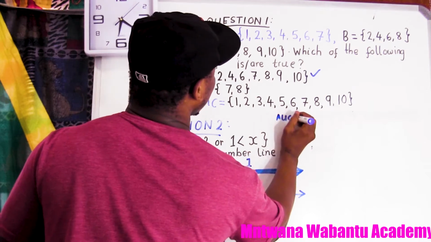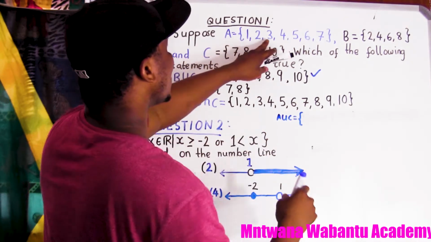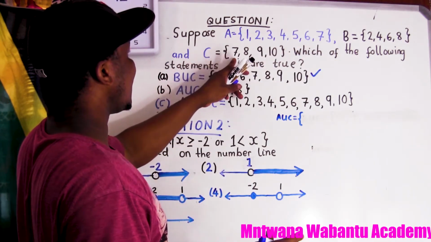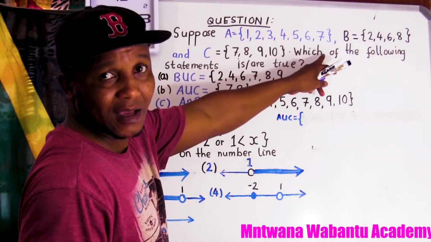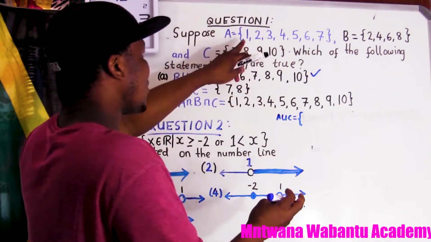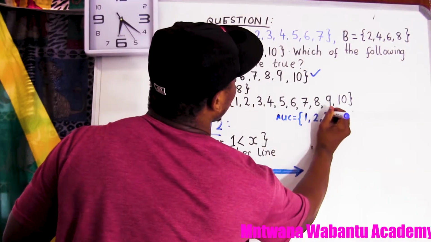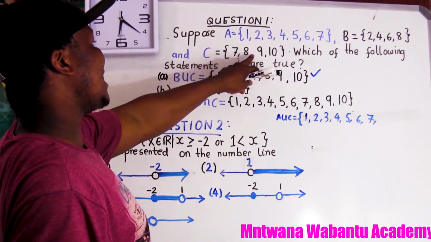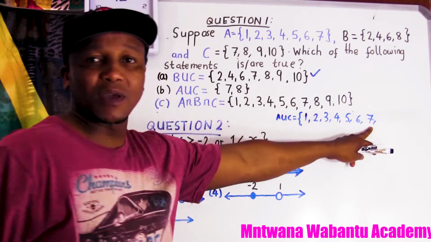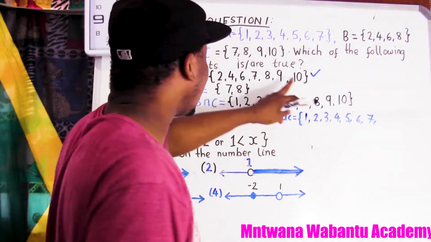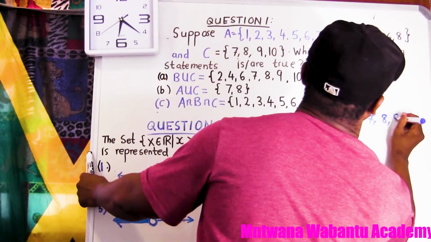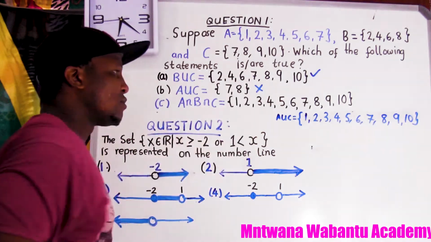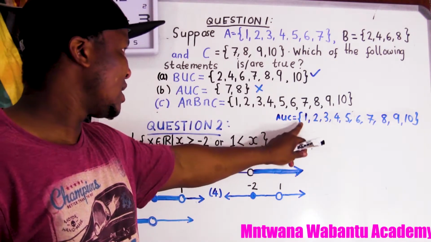Now A union C. What is our A? 1, 2, 3, 4, 5, 6, 7. Everything's in order. Where is C? This is C. C starts from 7. So I can write everything here because C starts from 7. If you put them together, it's going to be 1, 2, 3, 4, 5, 6, and 7. Here it starts from 7, 8, 9, 10. I don't have to write 7 again because it already appears here. So I can just say 8, 9, and 10. So this is not true, it's wrong. A union C is not the true answer.